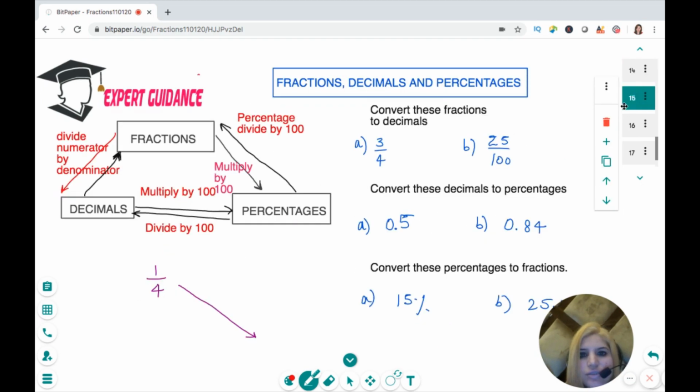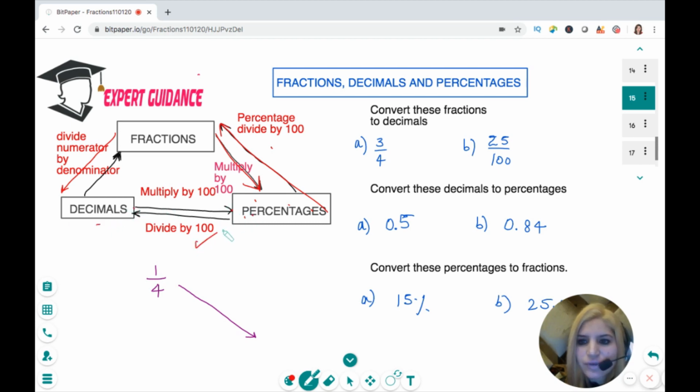Now let's move on to fractions, decimals, and percentages. This is a very important concept. You should know how to convert each of them. For fractions to percentages, you multiply by 100. On the other hand, if a percentage is given to you, just divide by 100 and that gives you a fraction. For decimal to percentage, you multiply by 100. For percentage to decimal, you divide by 100. And for fraction to decimal, you just divide the numerator by the denominator.